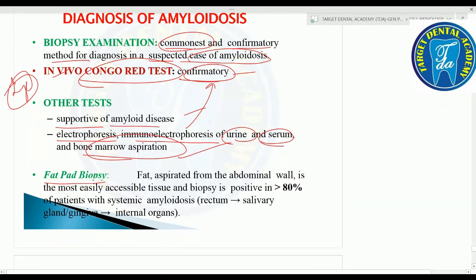The fat pad biopsy. In this, the fat aspirated from the abdominal wall is the most easily accessible tissue, and the biopsy is positive in more than 80% of the patients with systemic amyloidosis, in which the rectum, salivary gland or the gingiva, and internal organs can also be biopsied.